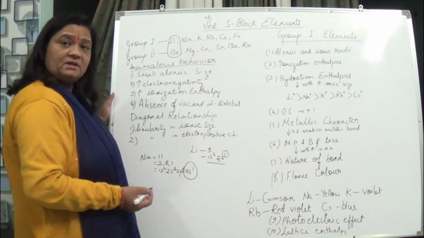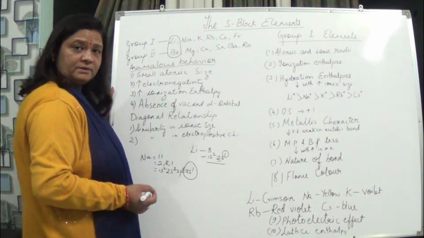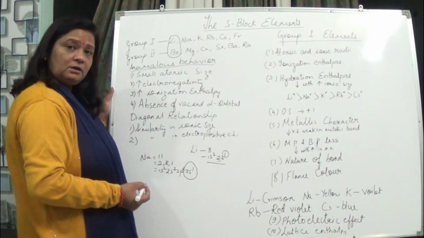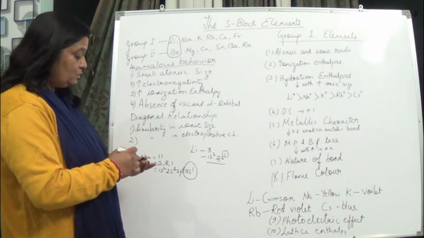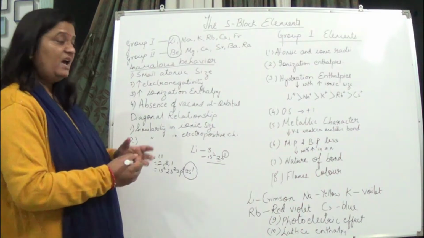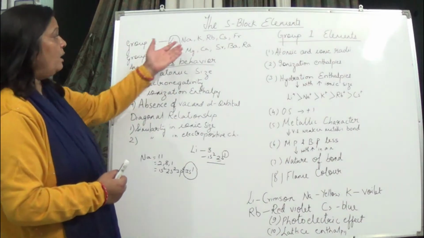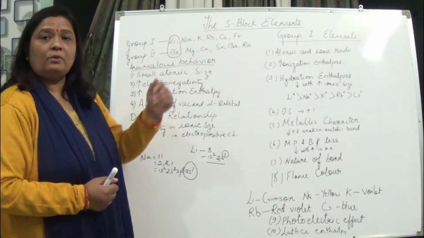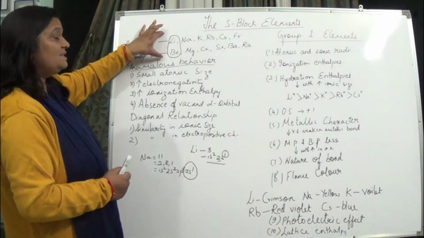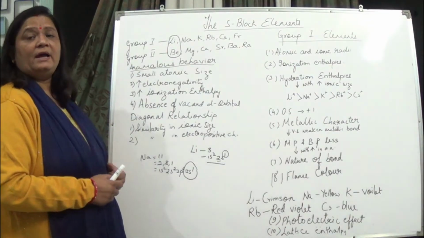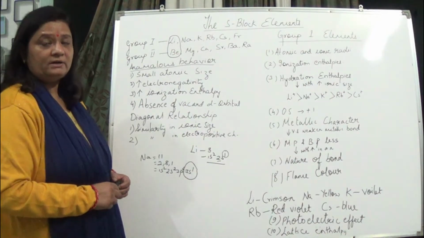So here d orbital is absent, no vacant d orbital present. Yes, vacant p orbital can be present, but not vacant d orbital. They have high polarizing power, and due to this high polarizing power, they form covalent bond rather than ionic bond. All these other elements which we are seeing form ionic bonds. But due to the anomalous behavior, lithium and beryllium form covalent character or covalent bonds.